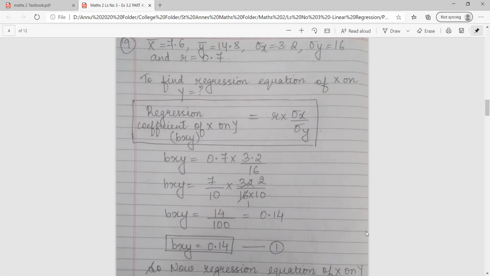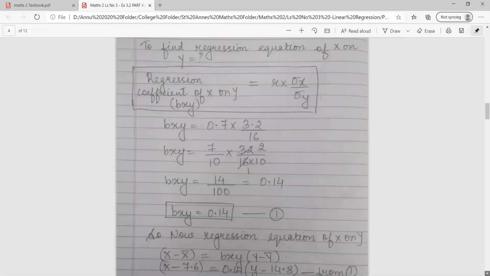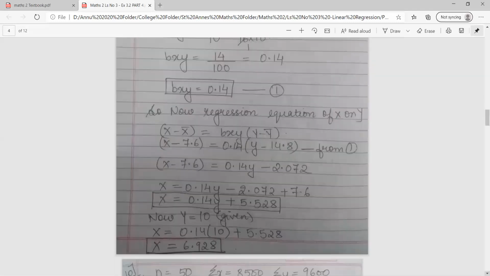So on substituting the values 0.7 into 3.2 by 16, I have removed the decimal, so it has become 32 by 16 into 10. On cutting, I get 14 by 100, which is 0.14, which is the value of bxy. Now you have got your regression coefficient, and now you can find out the regression equation of x on y.